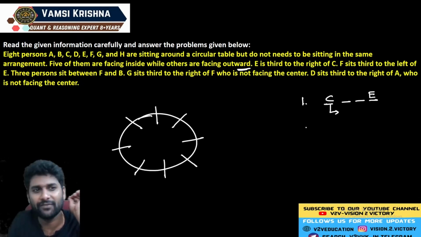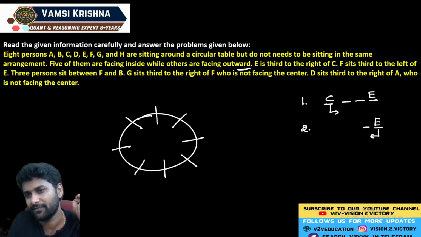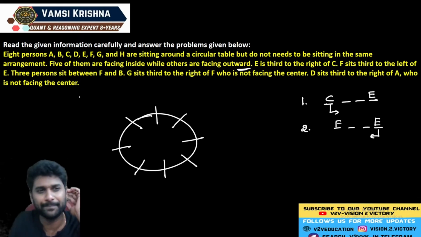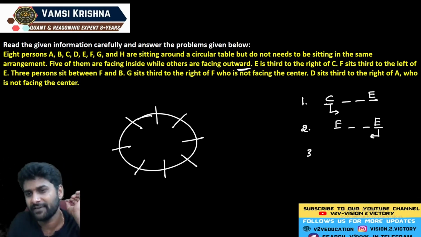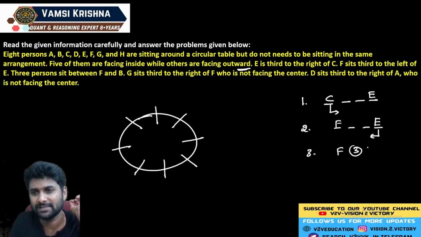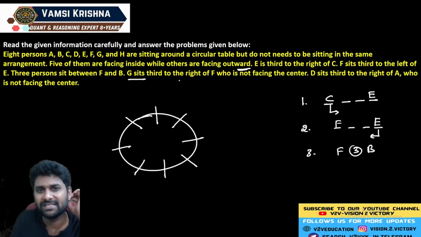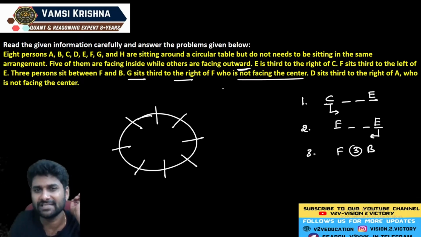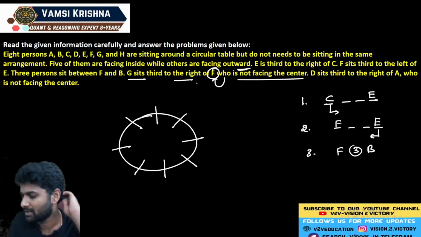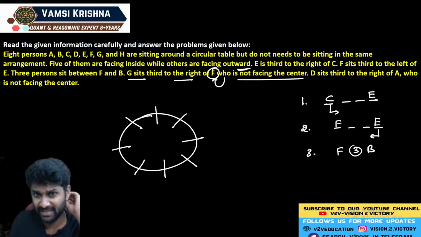F sits third to the left of E. First left, second left, third left. Three persons sit between F and G. Three persons sit between F and B. G sits third to the right of F, who is not facing the center. We have a first clue point: who always refers to the previous person. Now guys, see, F who is not facing the center. F is facing away from the center.